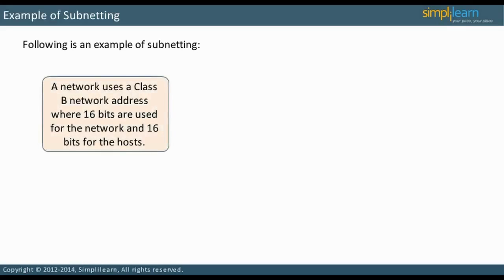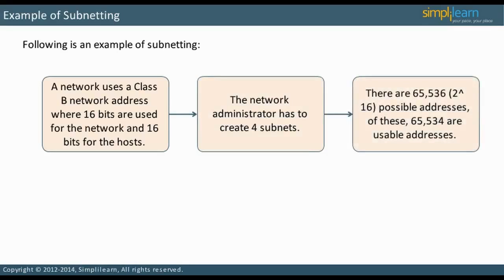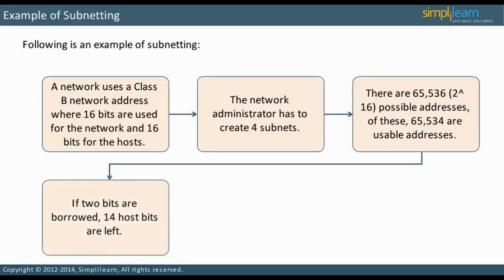Suppose a network uses a Class B network address where 16 bits are used for the network and 16 bits are used for the hosts. The network administrator should create 4 subnets. There are 65,536 (2 to the power 16) possible addresses that are available to assign to hosts. Of these, 65,534 are usable addresses. But 4 subnets need to be created.